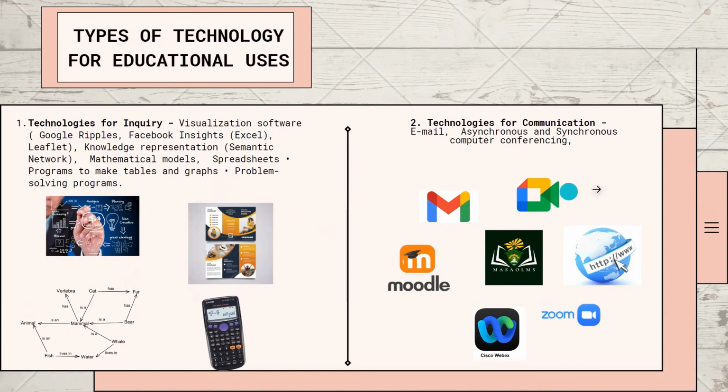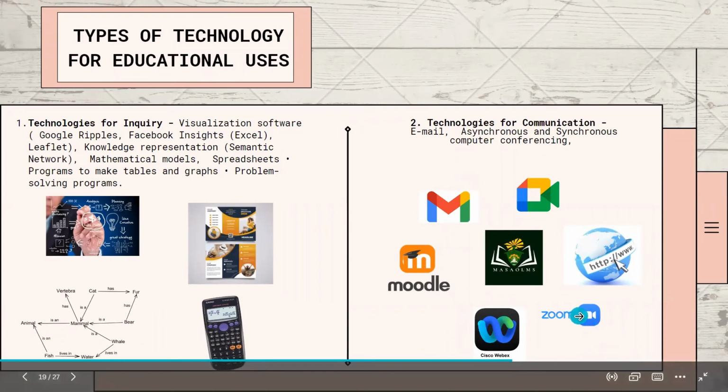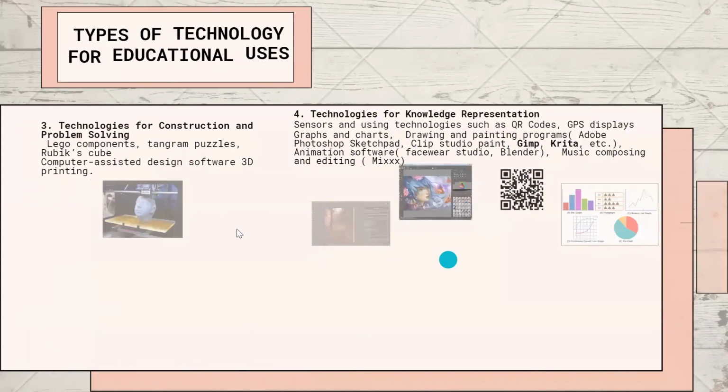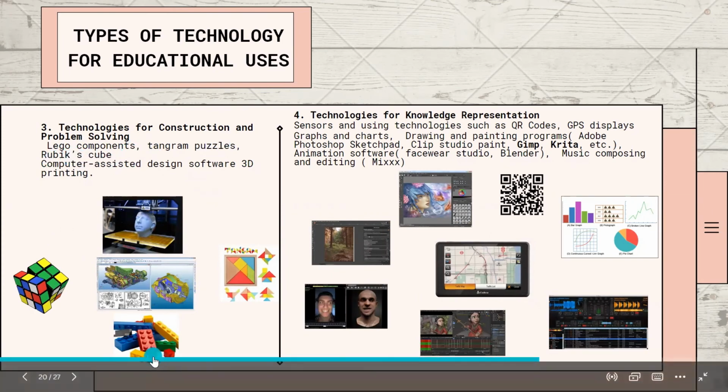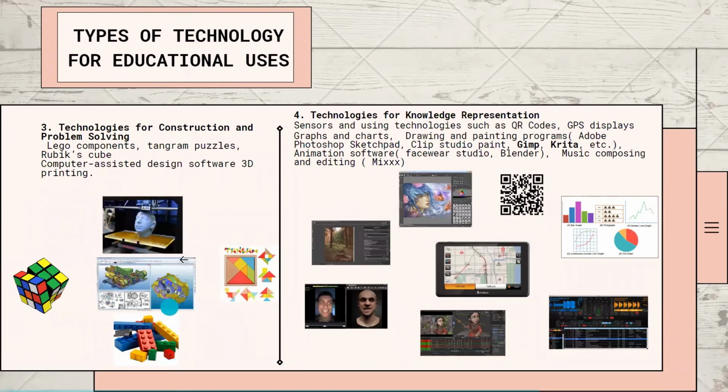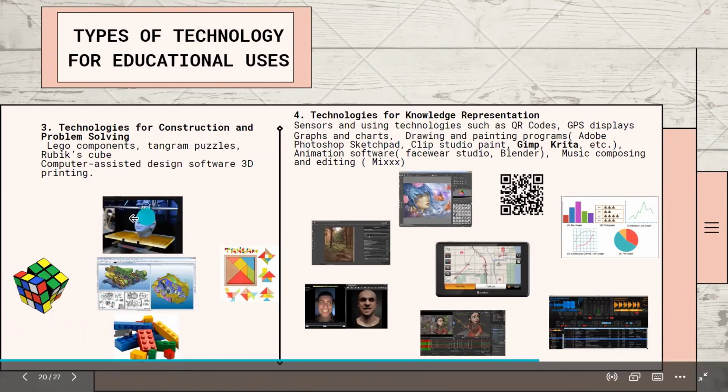Next are the technologies for communication, just like email, asynchronous and synchronous computer conferencing. Say for example, Moodle, the LMS, WebEx, Zoom, and also the World Wide Web. And also in technologies for construction and problem solving, we have Lego components, the Tangram puzzles, the Rubik's cubes, computer-assisted design software, and then 3D printing.